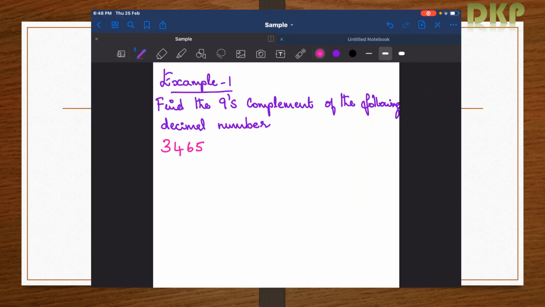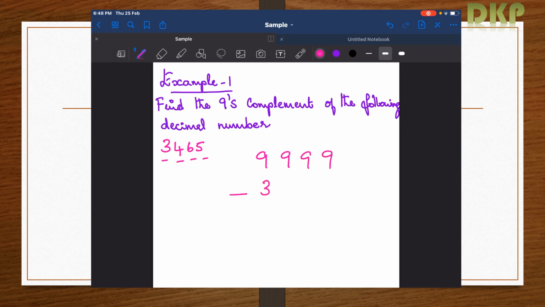Let us do an example. Let us find the nines complement of the decimal number 3465. First of all, let us check how many digits are there in 3465. 1, 2, 3, 4. 4 digits are there. In order to find the nines complement, you have to subtract each digit of this decimal number from 9. Since there are 4 digits, let me write 4 nines here.